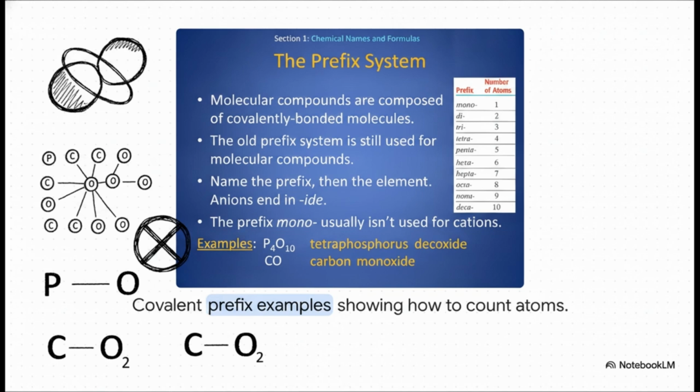But for our second example, CO, we run into the one golden rule of this entire system. CO has 1 carbon and 1 oxygen. It becomes carbon monoxide. Notice something? We never use the prefix mono for the very first element in the compound. We just say carbon monoxide, absolutely never monocarbon monoxide. Likewise, CO2 is simply carbon dioxide.